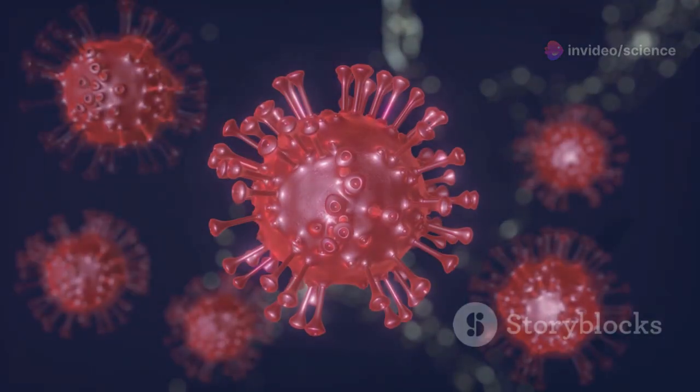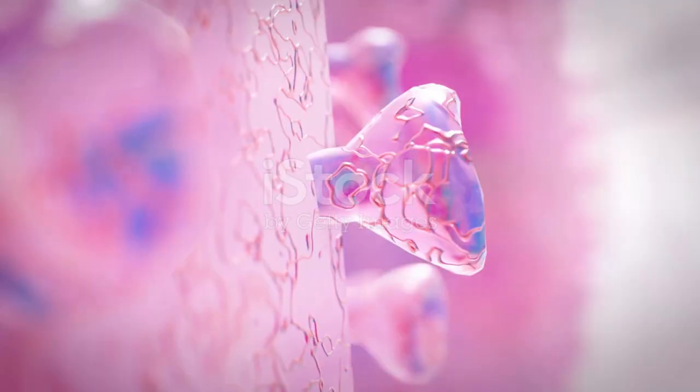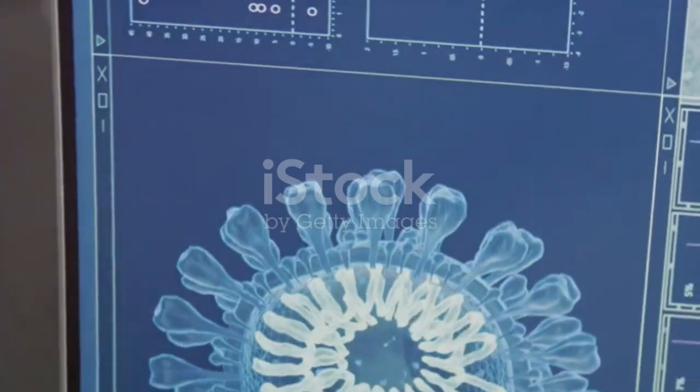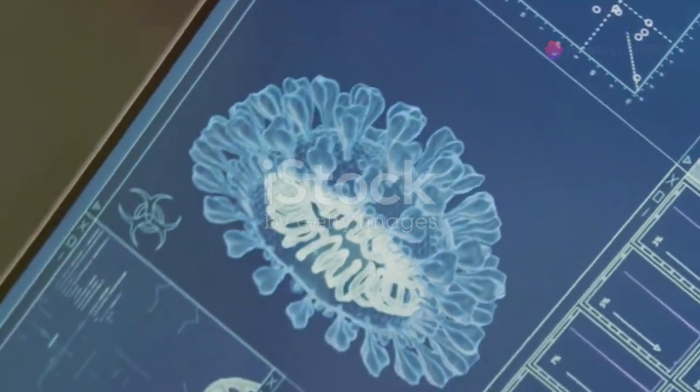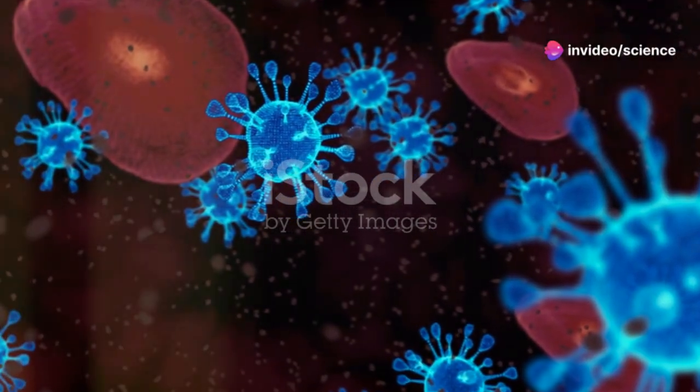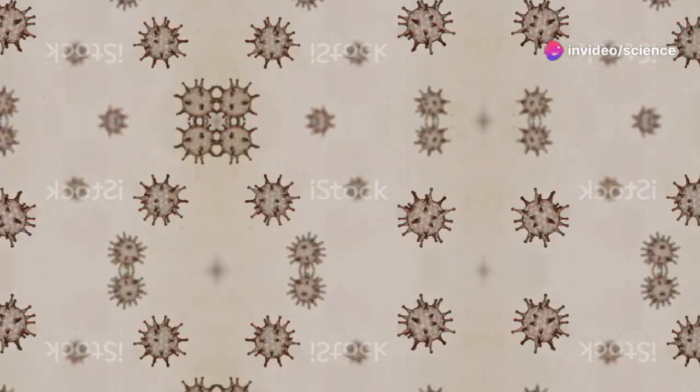Now here's the thing about viruses. They're not technically alive. They need a host cell to replicate. Think of a virus like a set of instructions in a protective shell. Once inside, they turn the cell into a virus-making factory.